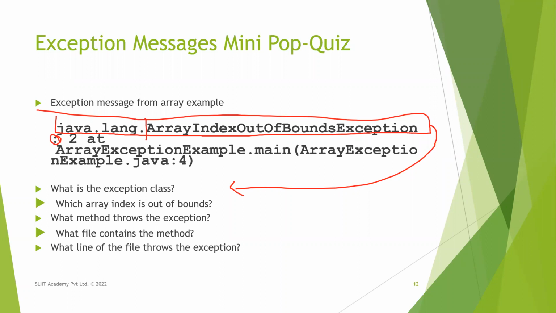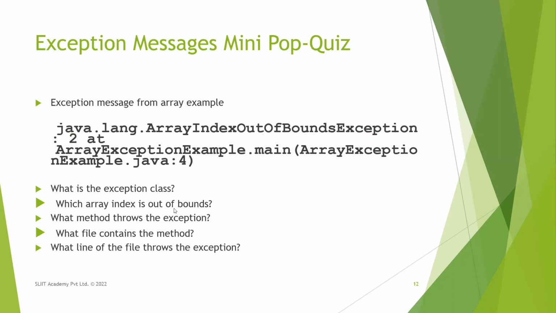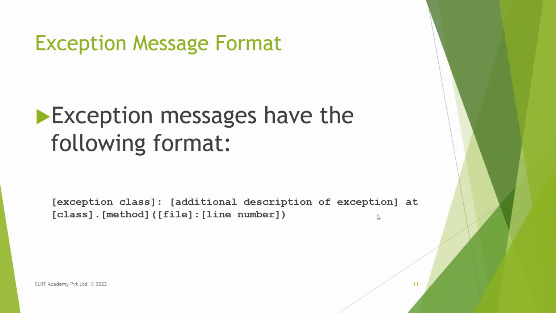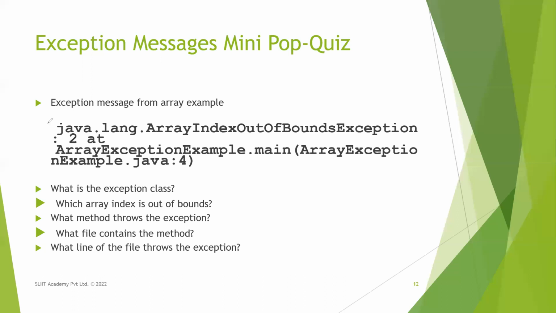Okay, anyone try the second question? What is the array index which is out of bound? We got one answer only. In that case, the answer is actually 2, right? The additional information about the exception comes after that. You can see the description here. In this case, the description part is after the colon, which is 2. So you can say the number is 2 here.